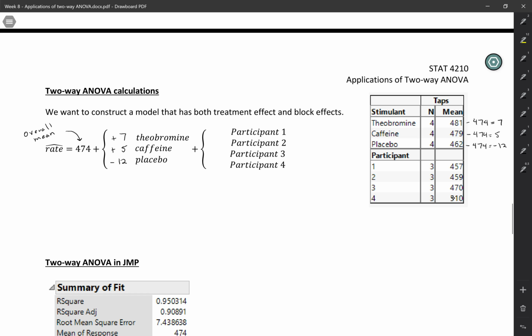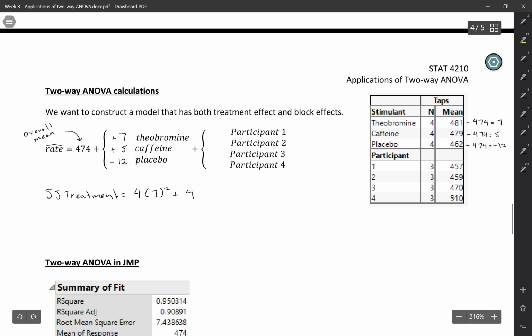Okay, so I'm going to use those effects to calculate the sums of squares. For sum of squares treatment, I'm going to use the effect for theobromine squared. Remember, that's the group mean minus the overall mean squared, very similar to what we would do for SS groups back in one-way ANOVA. But then I'm going to repeat this 4 times because there were 4 different participants who took theobromine. So I've got 4 different observations for this stimulant, so I need to include this in my sum 4 times.